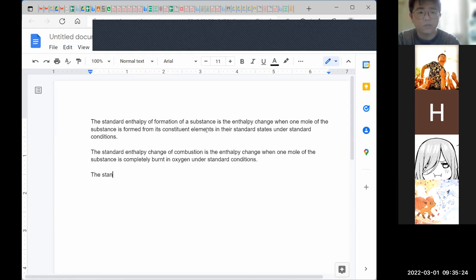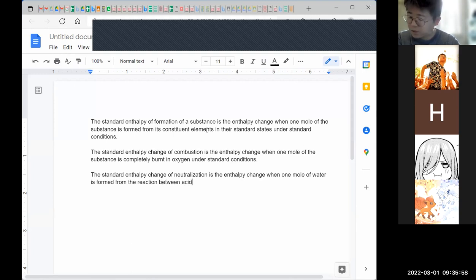The third one, the standard enthalpy change of neutralization, is the enthalpy change when 1 mole of water is formed from the reaction between an acid and an alkali under standard conditions. So what?